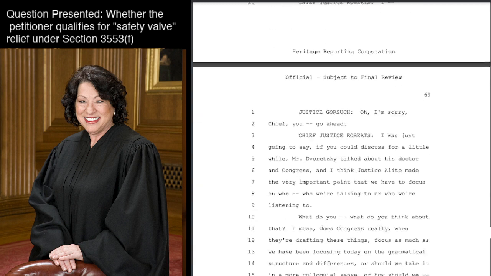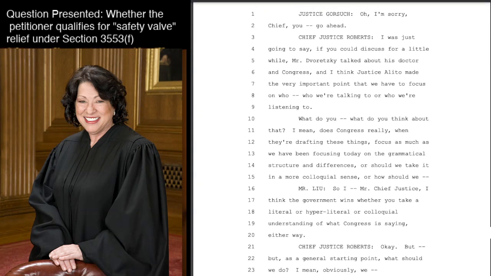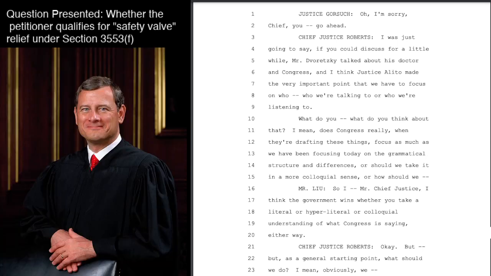Counsel, I'm sorry, Chief. I was just going to say, if you could discuss for a little while, Mr. Doreski talked about his doctor and Congress, and I think Justice Alito made the very important point that we have to focus on who we're talking to or who we're listening to. Well, what do you think about that? Does Congress really, when they're drafting these things, focus as much as we have been focusing today on the grammatical structure and differences, or should we take it in a more colloquial sense, or how should we?